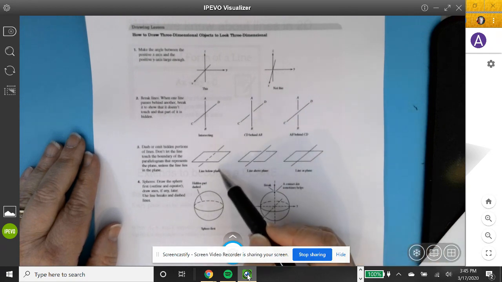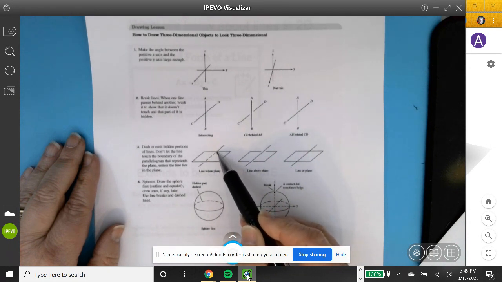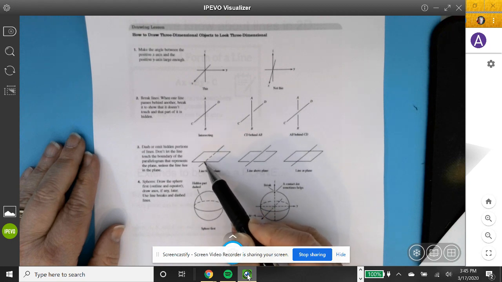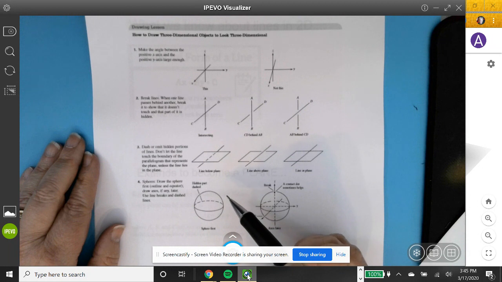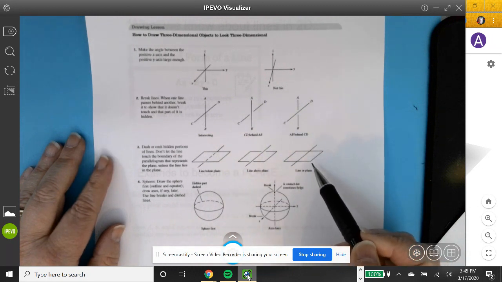If you have a plane and you have a line going through the plane, you have the line going until it gets to the plane, and then when it's underneath the plane, it's dashed, and then when it comes back out again, it's solid. This is the line that's above the plane. This is a line that is in the plane.